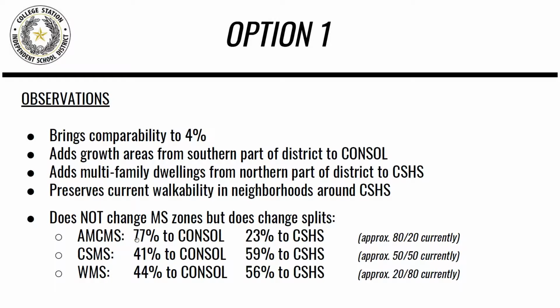So AMCMS, 77% of those students would be zoned to attend Consol, 23% to CSHS using this particular option. Currently, we're approximately at an 80-20 split on that, so a variance of about 3 percentage points. CSLMS, 41% zoned to Consol, 59% to CSHS. Currently, we have a 50-50 split. Welborn Middle School would be 44% to Consol, 56% to College Station High School. Currently, that's 20% to Consol and 80% to College Station High School. So that's kind of a summation of things from option 1 of 4.